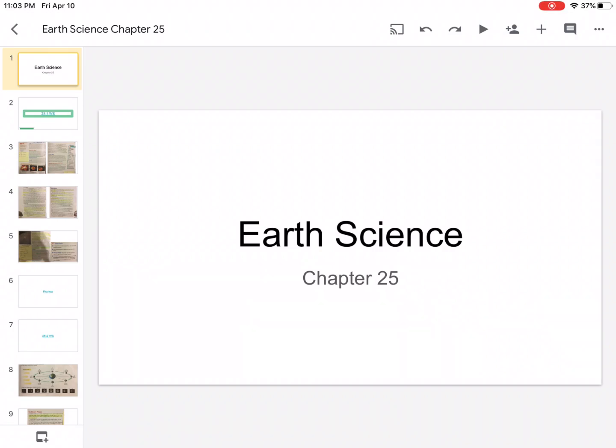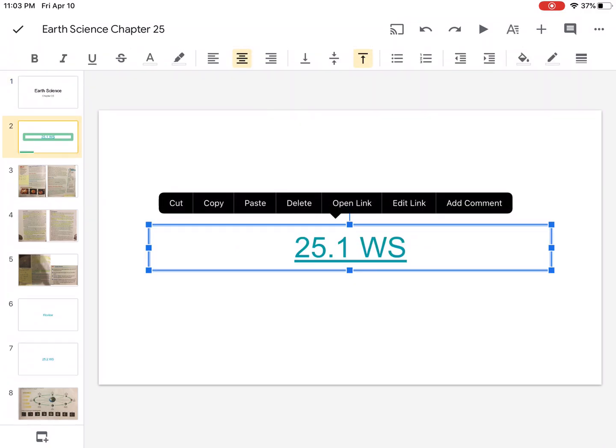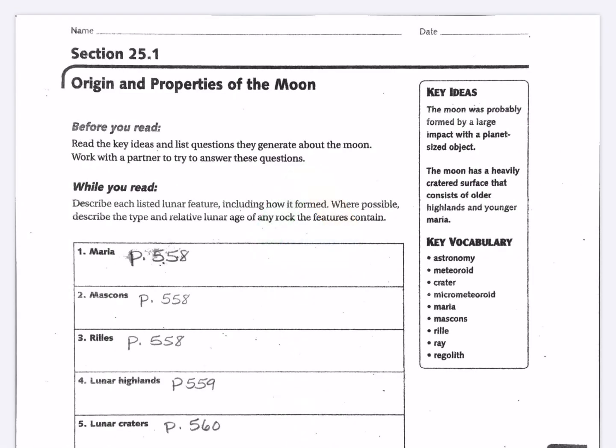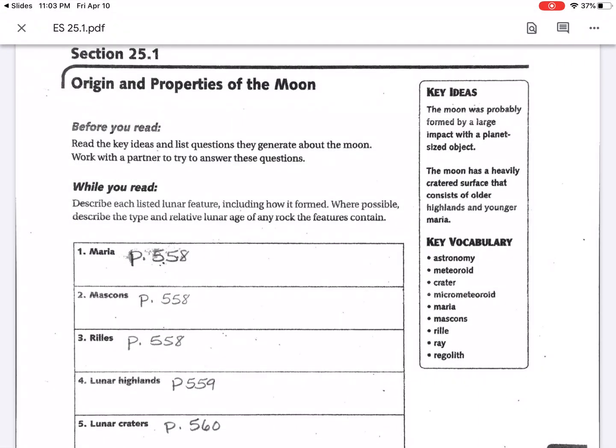Okay, this is Earth Science Chapter 25 for Mr. Fedeli. This is the worksheet 25.1. So you should have this worksheet for the beginning of the video.